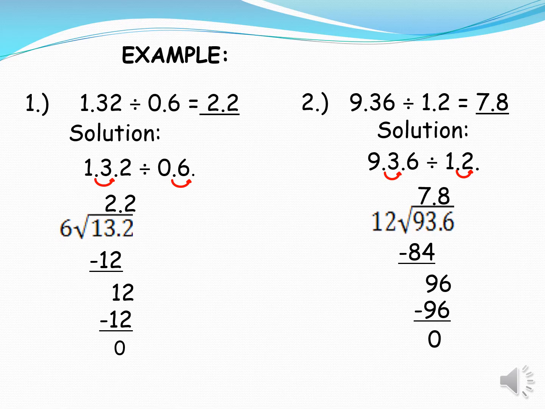So 93 divided by 12 is equal to 7. 7 times 12 is equal to 84. 93 minus 84 is equal to 9. Then bring down 6. So we have 96 divided by 12 is equal to 8. 8 times 12 is equal to 96. So 96 minus 96 is equal to 0. So the answer is 7 and 8 tenths.